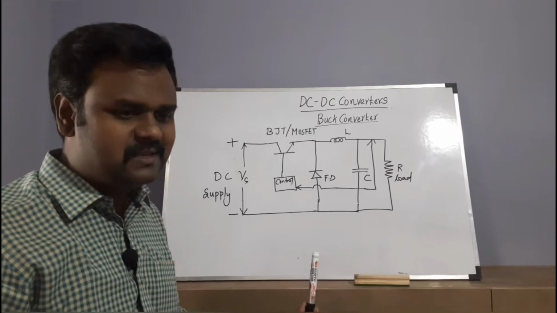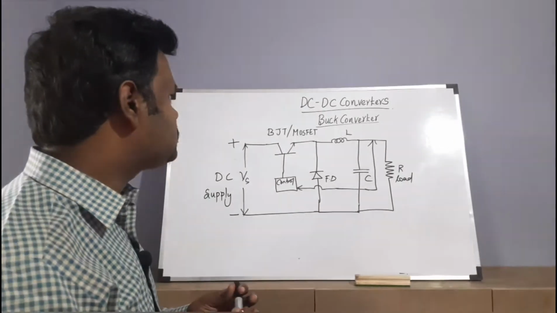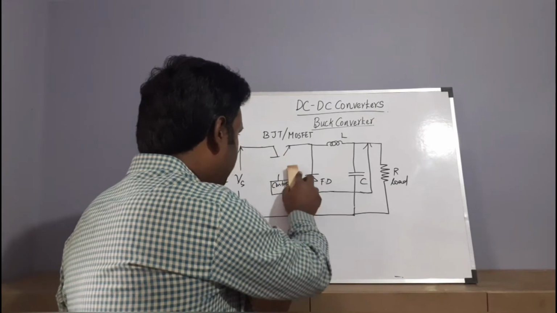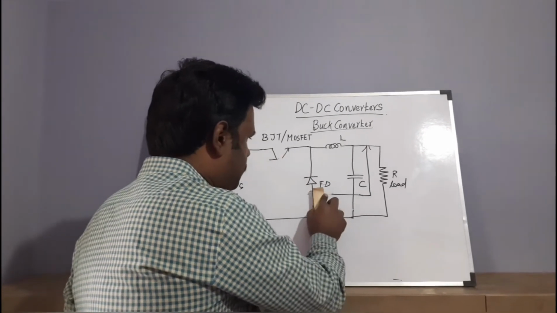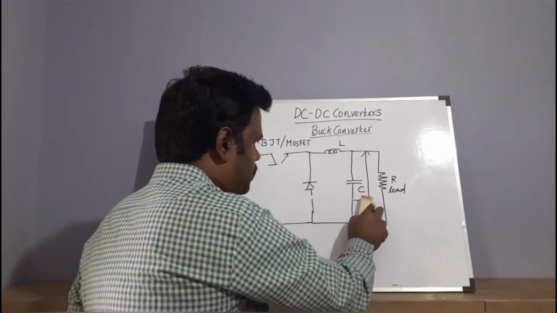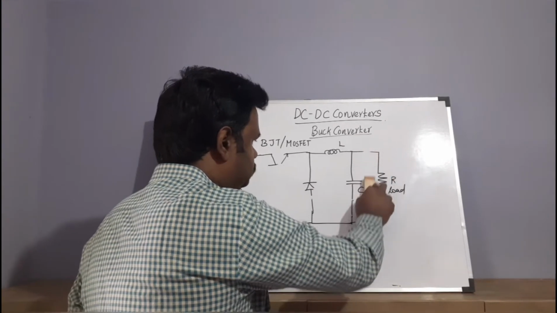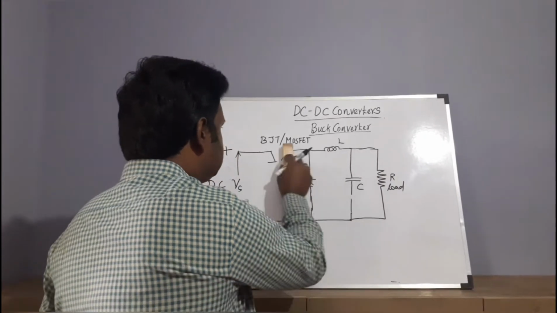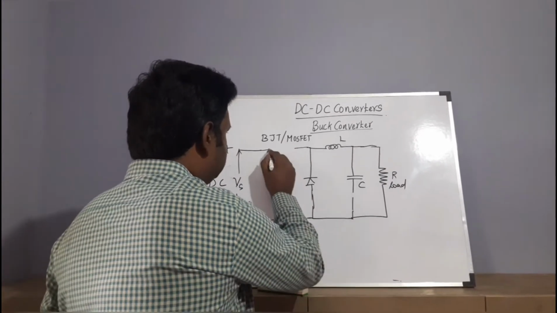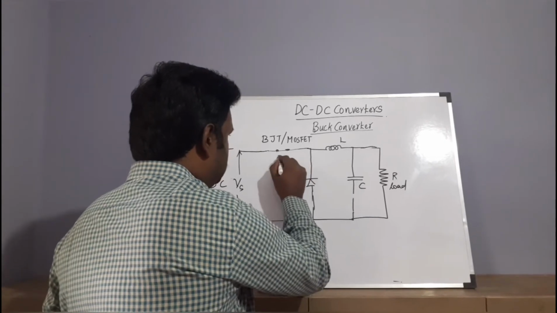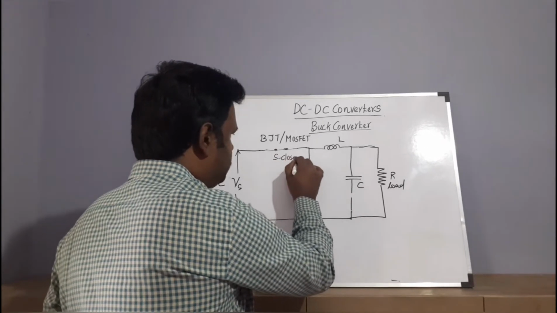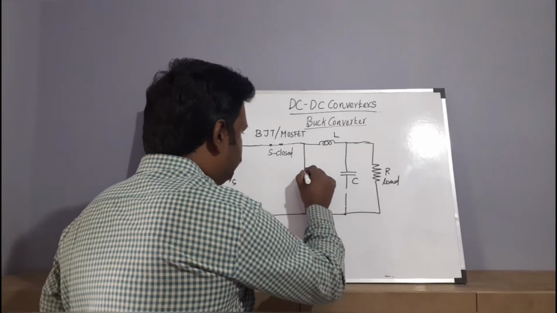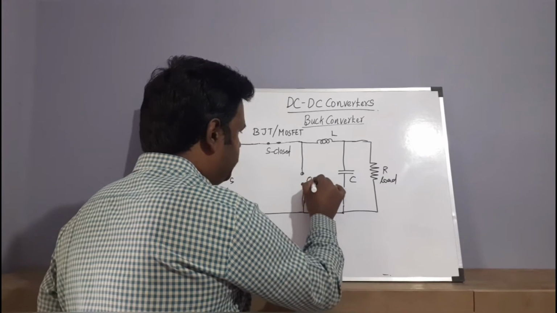In simple terms, there are two operating modes. The first mode is when the switch is closed. I will draw that circuit. I have removed the control part. Now in the first case, our switch is closed. It may be a MOSFET or BJT as I mentioned earlier. During this condition, the freewheeling diode will be open circuited.